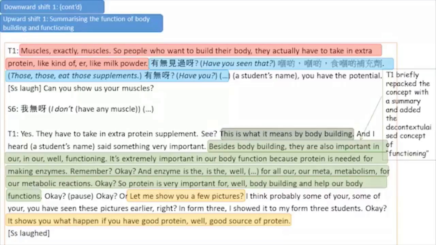Okay, so I won't have time to go through all of this. And then muscles. So people who want to build their body actually have to take in extra protein. What kind of milk powder? 有冇見過? Have you seen this? So this is a social involvement strategy, translanguaging into Cantonese. 嗰啲食補充劑. Those people, because in Hong Kong, many people spend a lot of money buying those supplements.